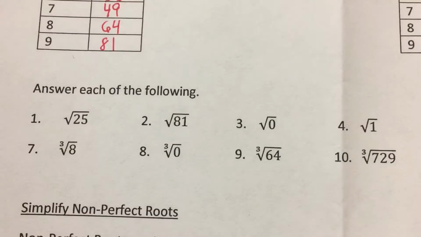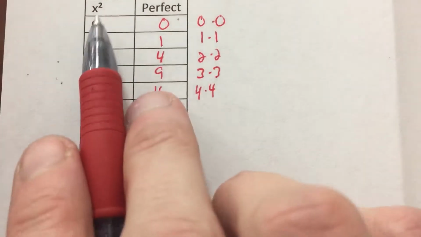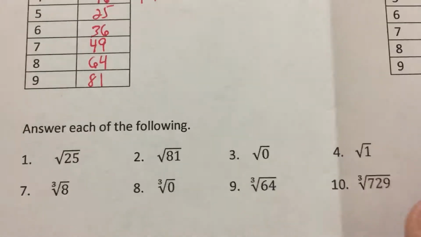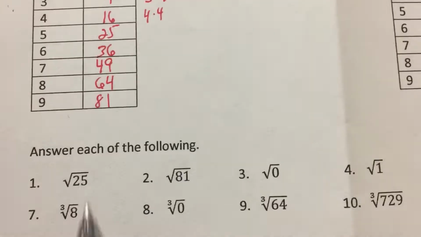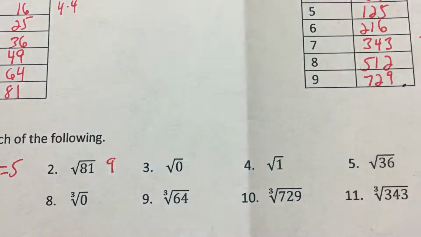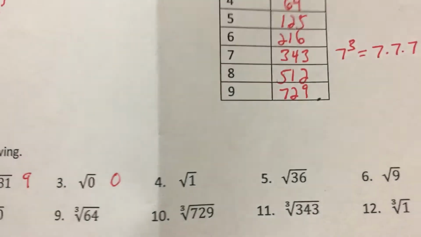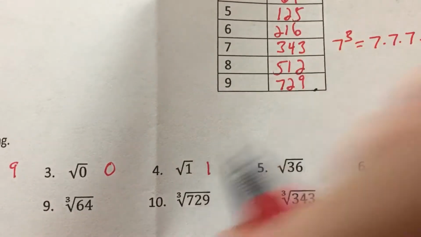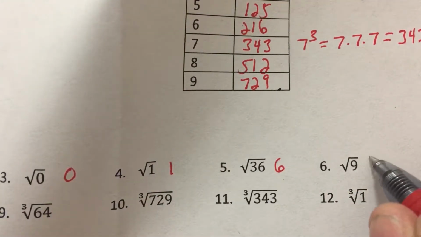Come down here and see if you can answer the following. If that's true, do you know what the square root, or the opposite of the power of 2, of 25 is? Well, if 5 to the second power is 25, then the square root of 25 is 5. Square root of 81 is 9. Square root of 0 is 0. Square root of 1 is 1. Square root of 36 is 6. Square root of 9 is 3.